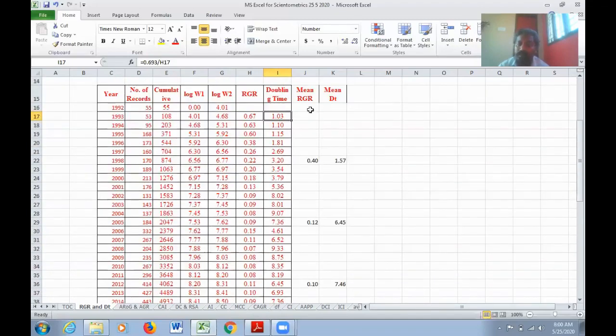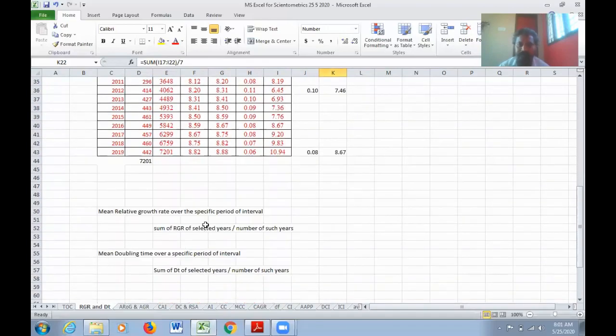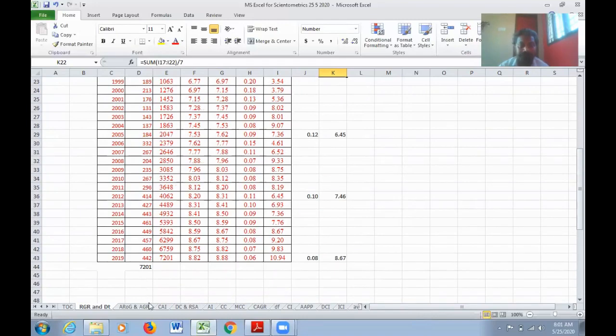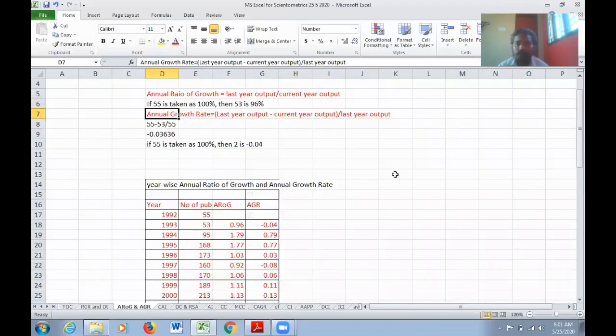And how to calculate mean relative growth rate is very simple. For example, you want to calculate mean RGR for the first 7 years. So you total all the RGR divided by 7. Very simple. H17 to H20 divided by 7. That tells you mean relative growth rate and mean doubling time. Same way. And this is the formula to calculate mean relative growth rate and mean doubling time. This is the first indicator. Let me move on to the second one.